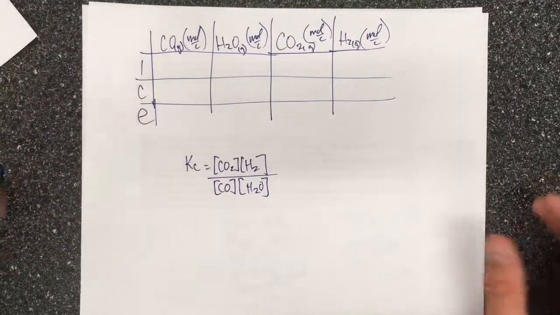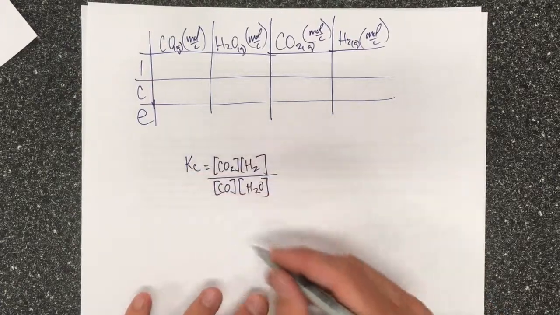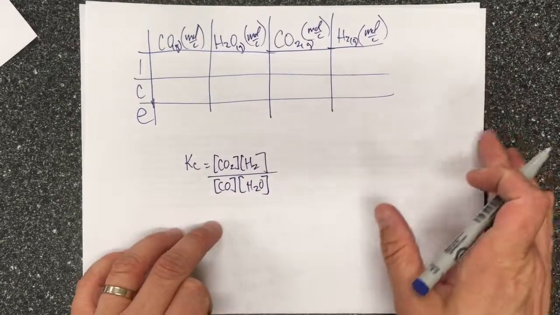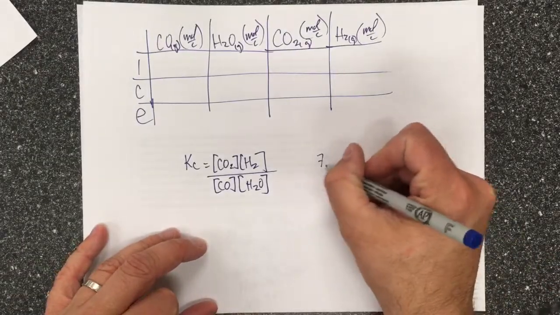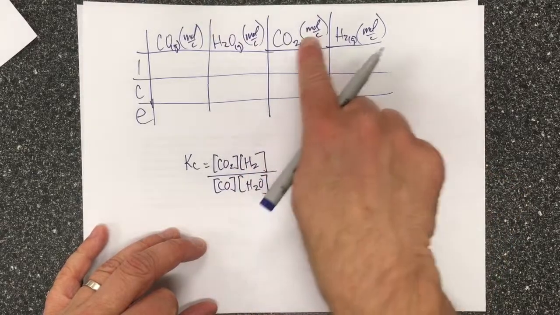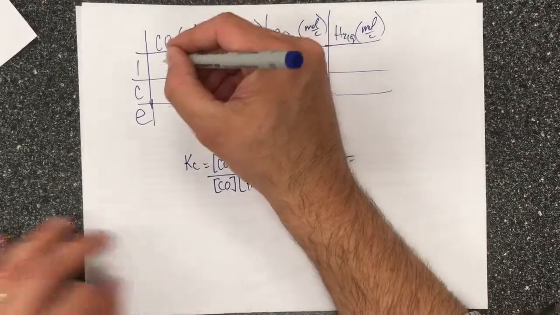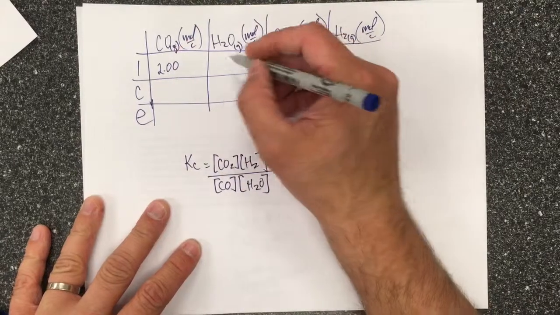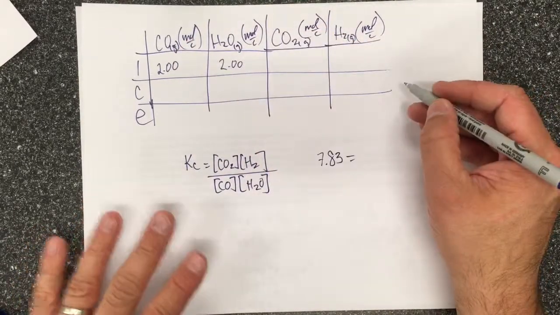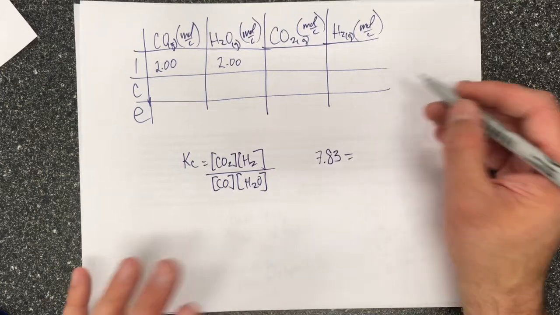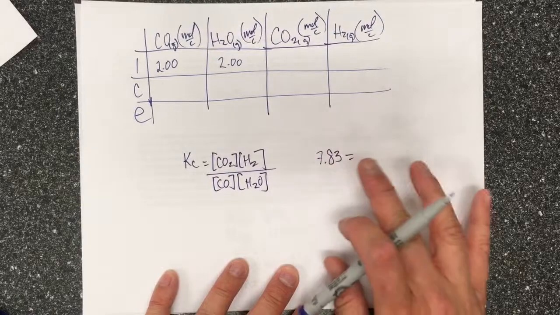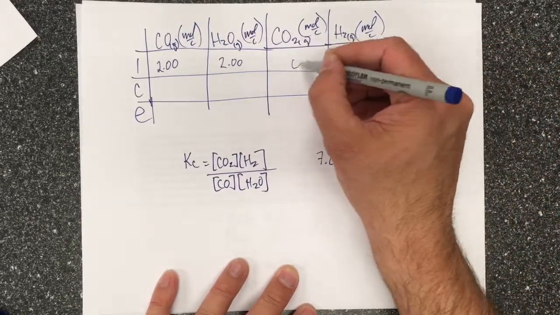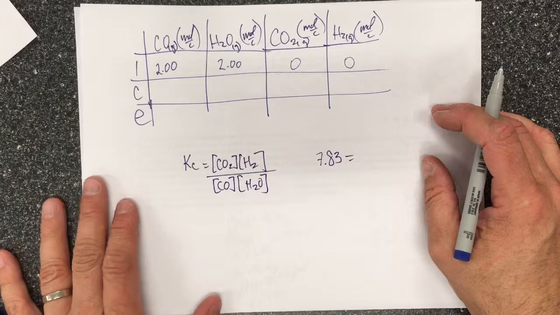And so I've built an ICE table. It says that the Kc, and this Kc expression is here, the Kc is 7.63, I believe it says, or 7.83. So 7.83 will equal the concentration of these chemicals at equilibrium. This is 2.00 mole per liter, and this is 2.00 mole per liter. And that's the information that's given to us. Well, I need to know the equilibrium values to use Kc. So these are starting at 0 because it was an empty container that they've added those to.